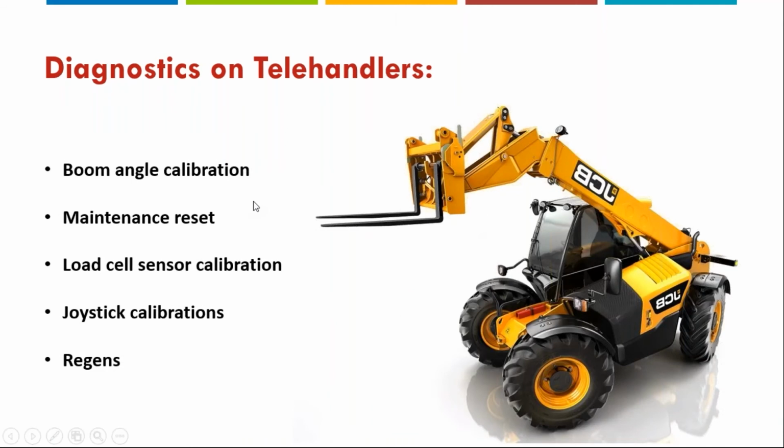What will we find on telehandlers? Well, of course, we will have boom angle calibrations. We will be able to do maintenance, do calibration on the joystick, do regenerations. And as we may know, some safety components get worn over time. For example, the load cell sensor, it's something really, really specific for this kind of machinery.